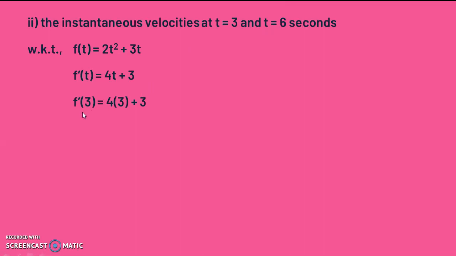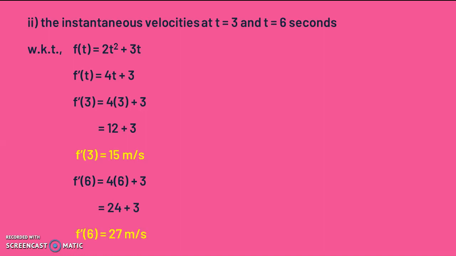So first f dash of 3 will be 4 into 3 plus 3, which is 12 plus 3 is 15 meter per second. So the instantaneous velocity at t is equal to 3 is now equal to 15 meter per second. And then f dash of 6 is equal to 4 into 6 plus 3, therefore 24 plus 3, which is equal to 27 meter per second. Therefore the instantaneous velocity at t is equal to 6 seconds is equal to 27 meter per second. So don't forget to mention this unit in your answer. The unit of velocity is meter per second.